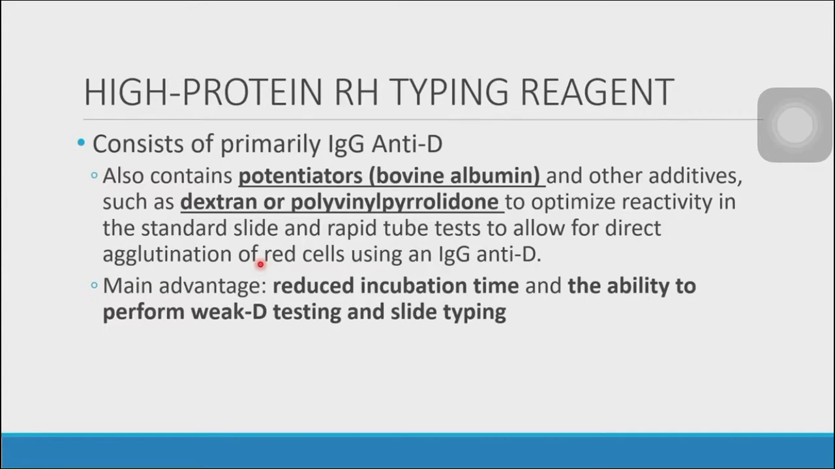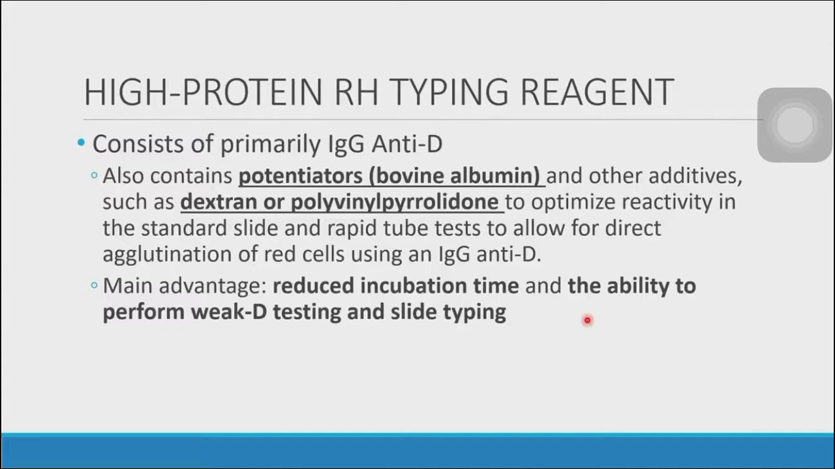So what is the main purpose of this high protein RH typing? Since it contains potentiators and other macromolecular additives such as dextran or polyvinyl pyrrolidone, the main purpose of the potentiator is to reduce incubation time to get a faster result. Aside from that, the main advantage of this typing reagent is the ability to perform rapid testing and slide typing. So its main advantage is to reduce incubation and perform rapid testing, since these potentiators reduce incubation time as well as optimize reactivity.